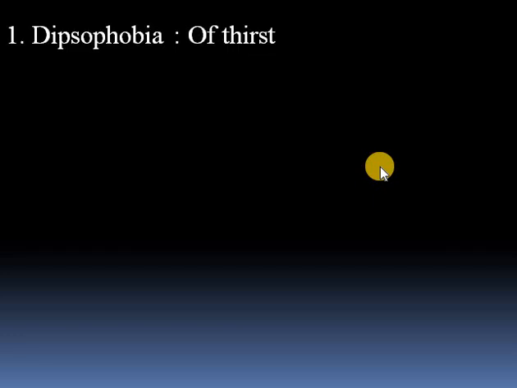Next one is dipsophobia. The term dipso also comes from Greek. And this term dipso means thirst. And dipsophobia is the fear of drinking alcohol. People with this fear will tend to avoid a lot of social gatherings where alcohol is consumed. So, dipsophobia is fear of thirst and specifically the fear of drinking alcohol.